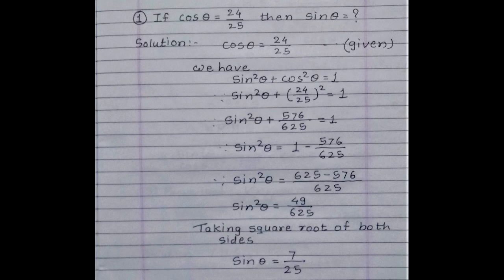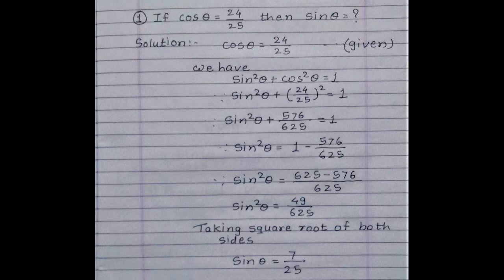Now, we try to solve questions from your question bank. So, question 2b. Each question carries 2 marks. So, the first question: if cos theta is equal to 24 upon 25, then sin theta is equal to what? While solving these kinds of sums, you must write down what is given, that is, cos theta is equal to 24 upon 25.